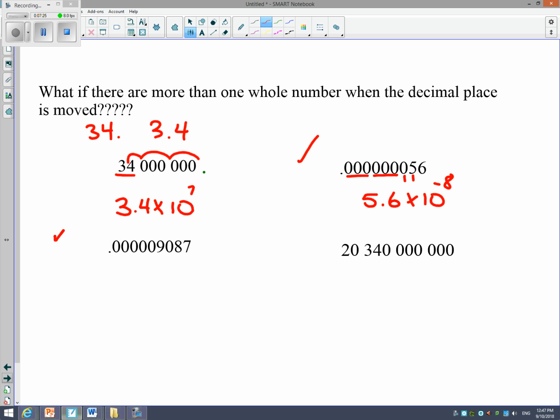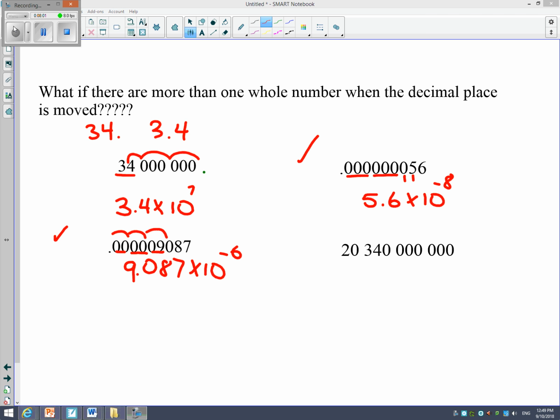Our third example right here, again, very small number. I know I must be using a negative exponent to represent that in scientific notation. And I know that that decimal place has to move until it is after, to the right of the first whole number. So if I want to count again, count by 2s this time, 2, 4, 6 places. That's where the decimal is going to move to. If the decimal moves 6 places, it's going to be 9.087 times 10, and we moved it 6 places to the negative 6.